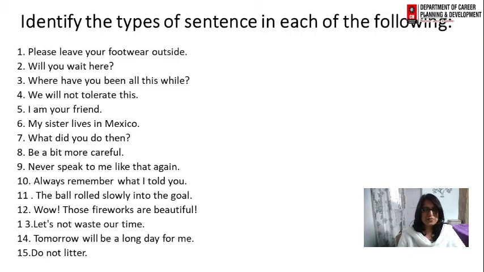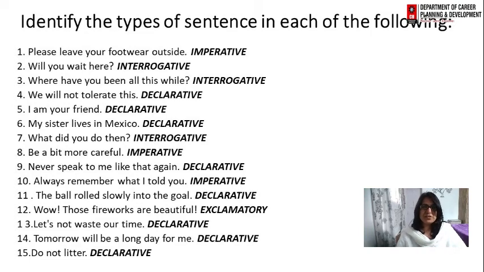Let's have a look at some sentences, and I'd like you to look at these sentences and tell me which ones belong to which category of sentence. And then in the next slide, we are going to talk about the answers. You can even hit pause and look at the sentences. These are 15 sentences. Let's go ahead and look at the answers now. So you have to identify the type of sentences.